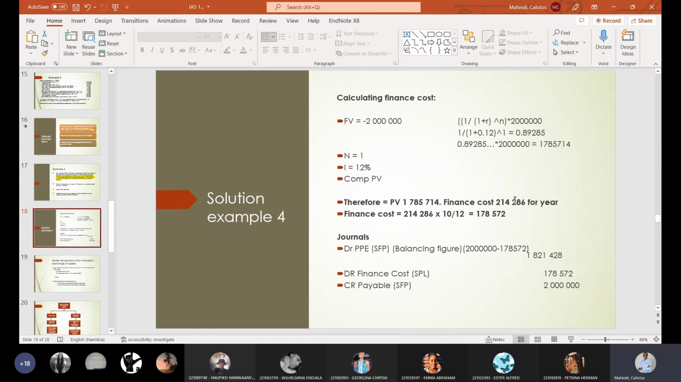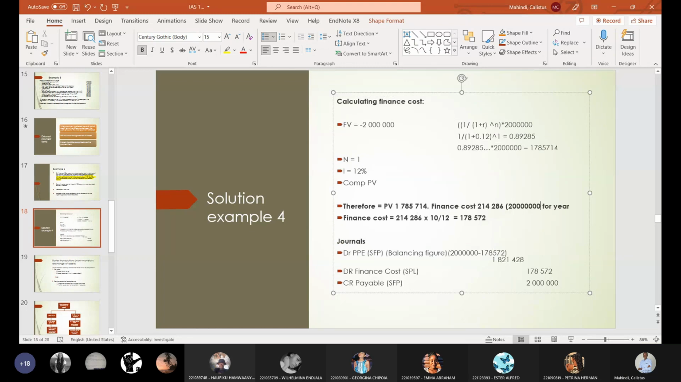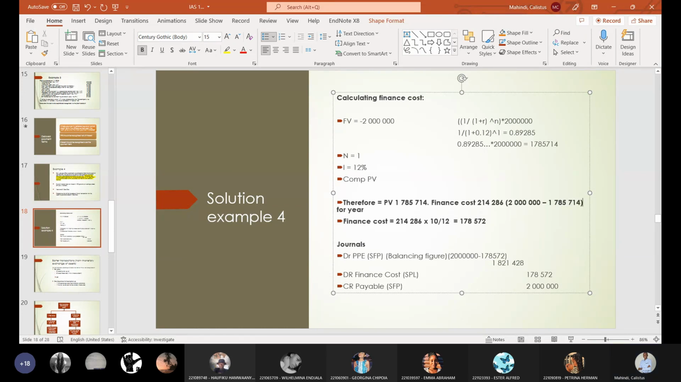So this finance cost is the difference. It's 2 million minus 1,785,714. That is how we arrive at the amount of the finance cost for the whole year, which is 214,286. Are we okay up to that point?